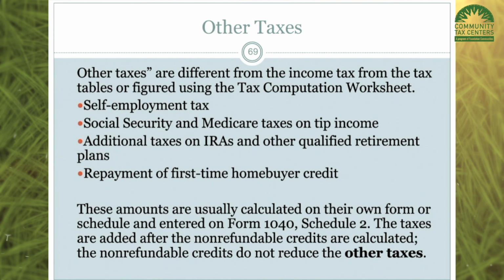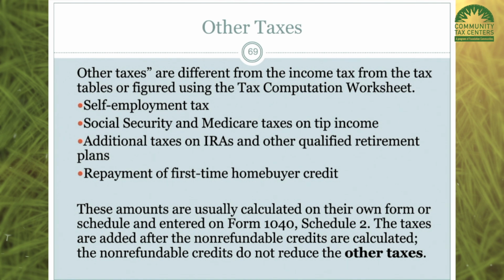Not so much the Social Security and Medicare taxes on tip income. We'll cover that just a little bit, but we really don't see that at sites. That applies if there is tip income that has not been reported on any of the source documents. We've talked a little bit about additional taxes on IRAs and other qualified retirement plans, like 401ks and pensions, and we've hit just a little bit on the recapture of the first-time home buyer credit.